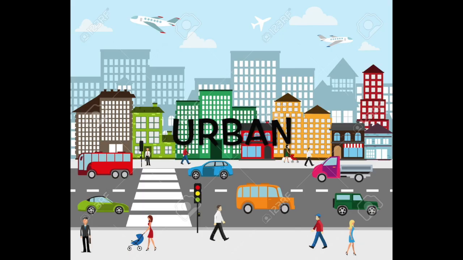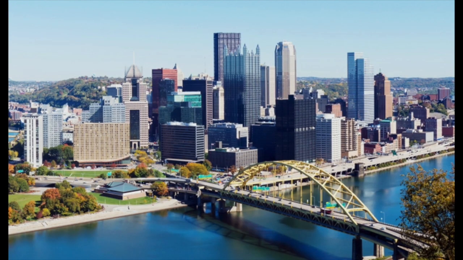Our next community we're going to talk about is urban. Urban means living in the city. People who live in urban communities live in the city. An urban community is a big city or town. They are often busy and crowded. Normally, the city is the most central location in the region. It is also referred to as downtown. An example of an urban community is Pittsburgh, Pennsylvania.